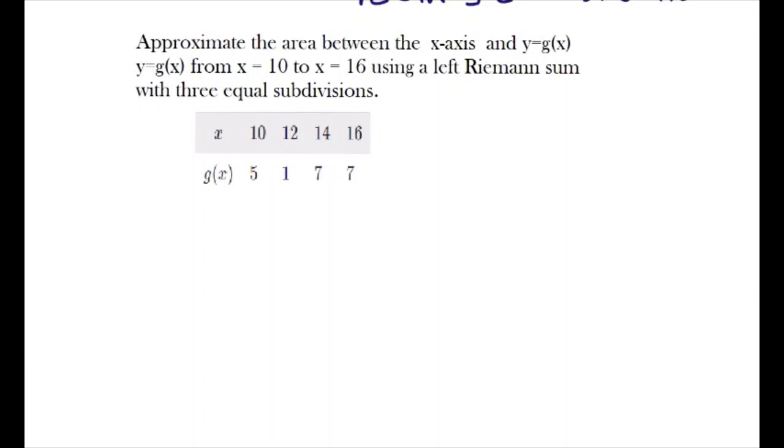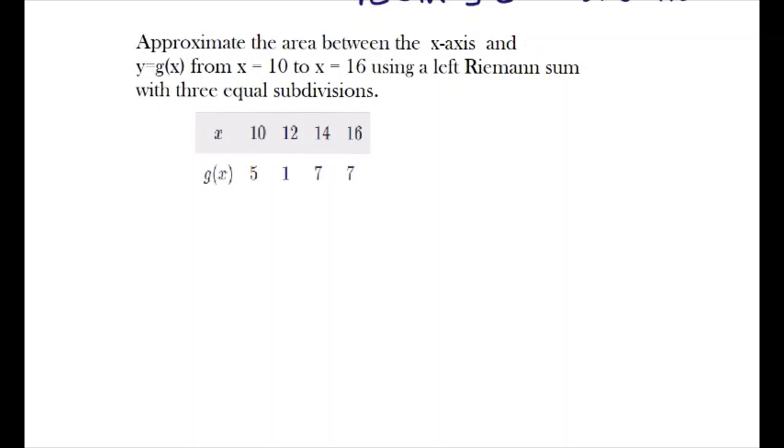Although this entire time we've been talking about Riemann sums, we refer to visual representations of our graphs. Sometimes the questions won't actually have a graph related to them. However, the way we solve such questions still relies on the concepts stated before. Take, for example, this question. Approximate the area between the x-axis and y equals g of x, from x equals 10 to x equals 16, using a left Riemann sum with 3 equal subdivisions.